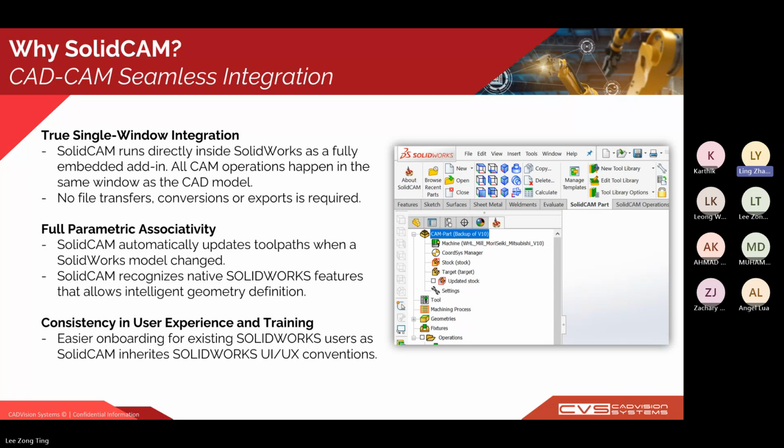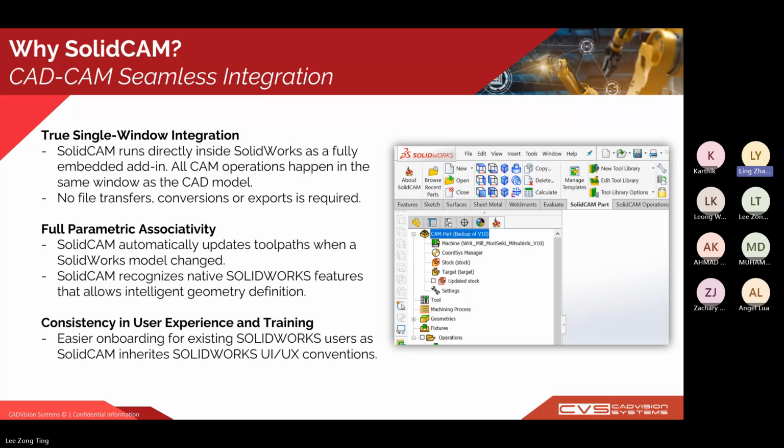Unlike many CAM tools that link or import from SolidWorks, SolidCAM runs entirely within the SolidWorks interface as a native tab. So as a SolidWorks user, SolidCAM boosts your programming efficiency by eliminating file transfers, file conversions, or file exports. The CAM and CAD data basically operate on the same model in real time.